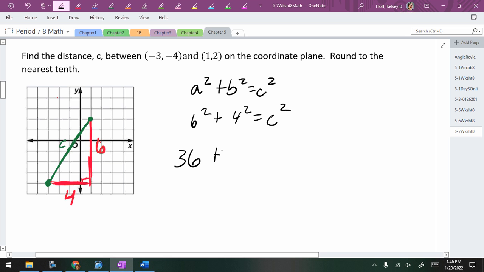Six squared is 36. 4 squared is 16. When I add them together, I get 52. When I take the square root, I get 7 point... I believe it's 2.